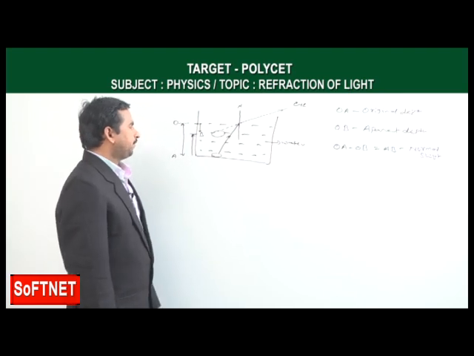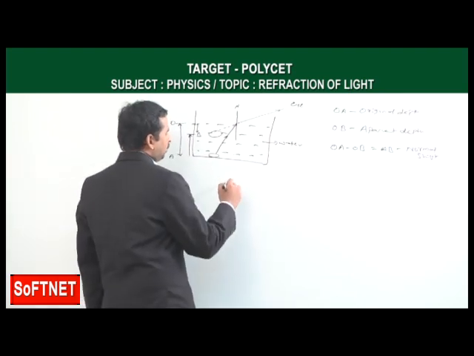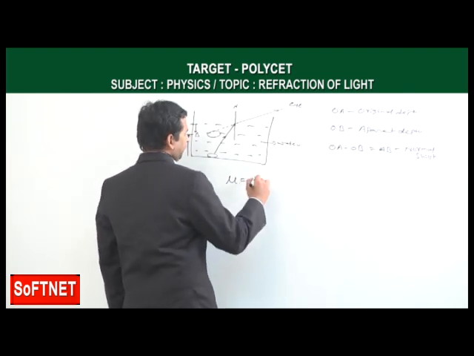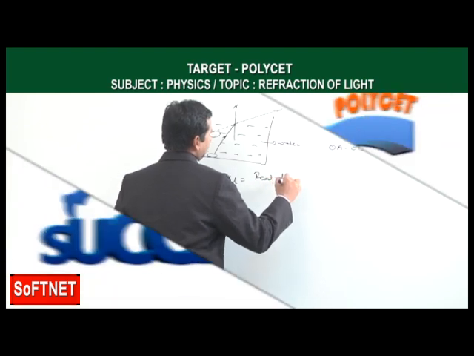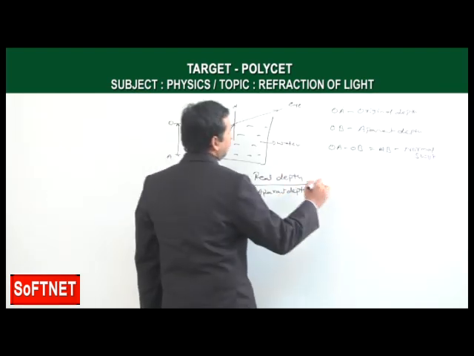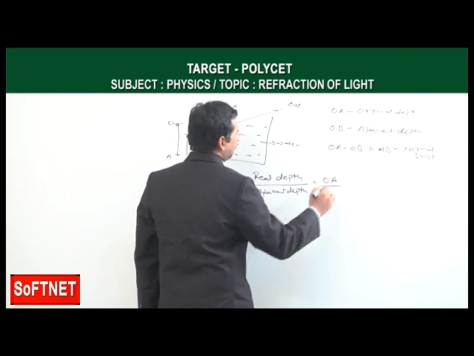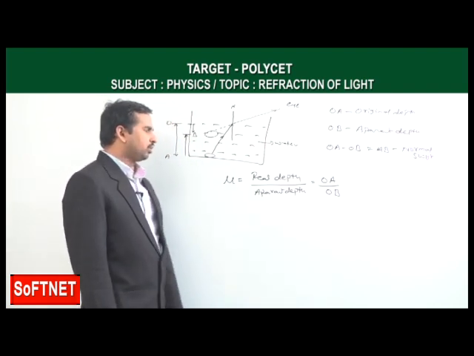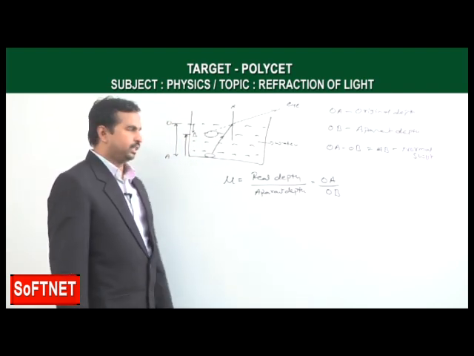Now, here the refractive index of the water, mu, is equal to the original depth, which is also called the real depth. The real depth we are taking as OA, whereas the apparent depth we are taking as OB. So mu is equal to OA by OB.